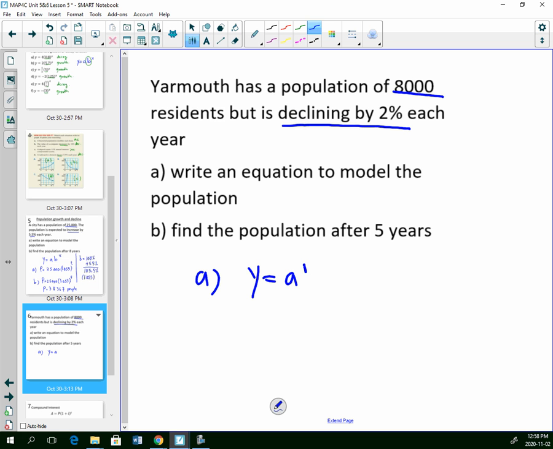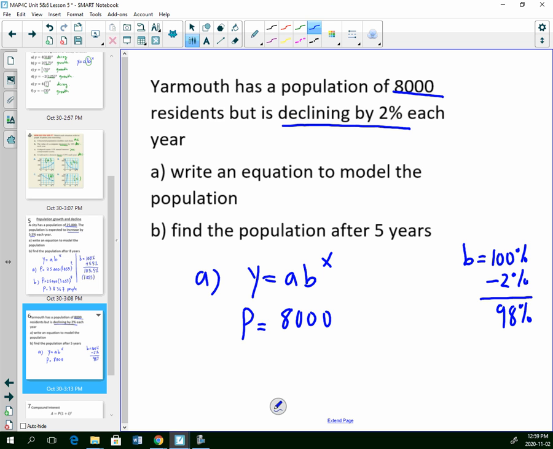So we'll start with the same model, y equals a times b to the power x, p for population. Starting population is 8,000. And then b starts with 100%, and this time we are going down by 2%, so we're going to subtract 2% from the 100, which gives us 98%. As a decimal, that would be 0.98. So that means next year I would have 98% of the population that I had the previous year, right?